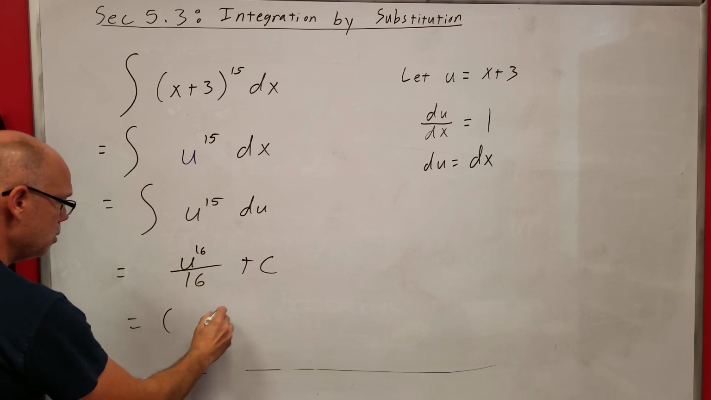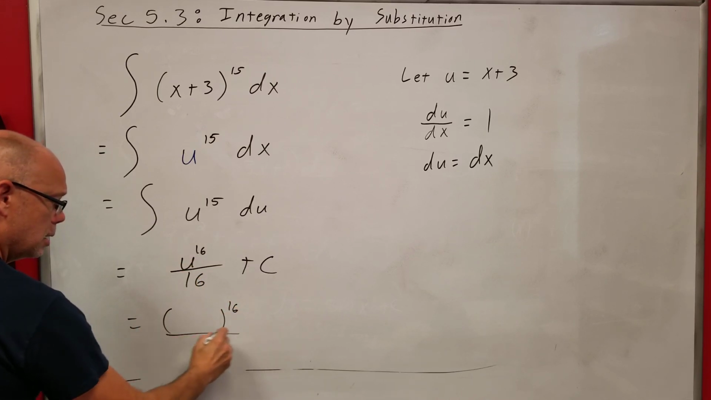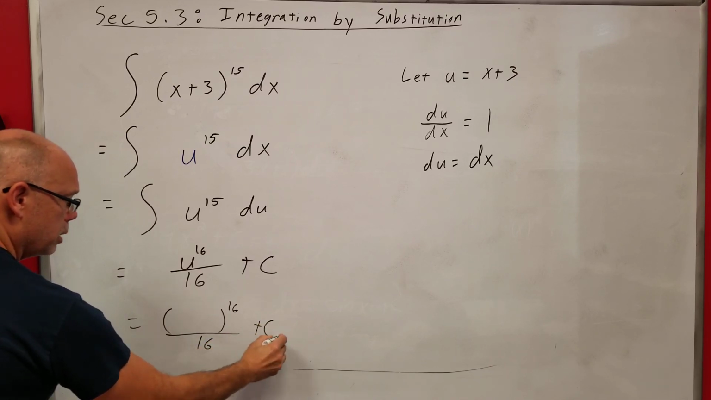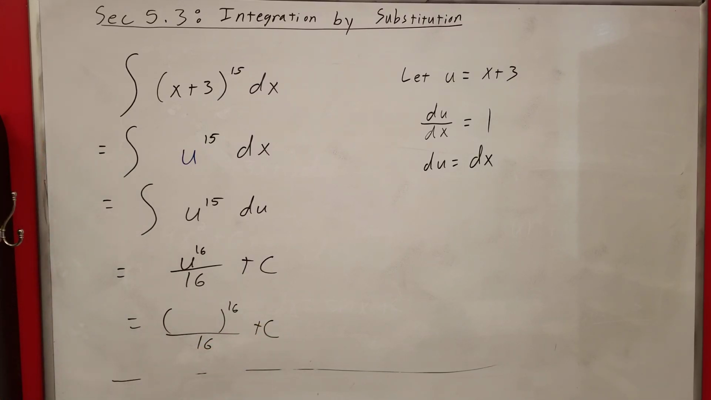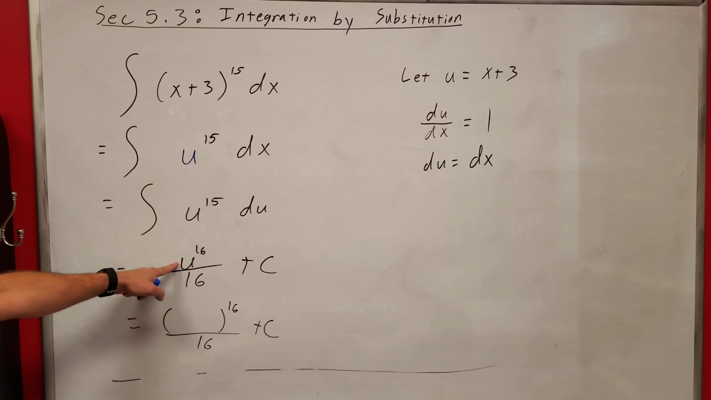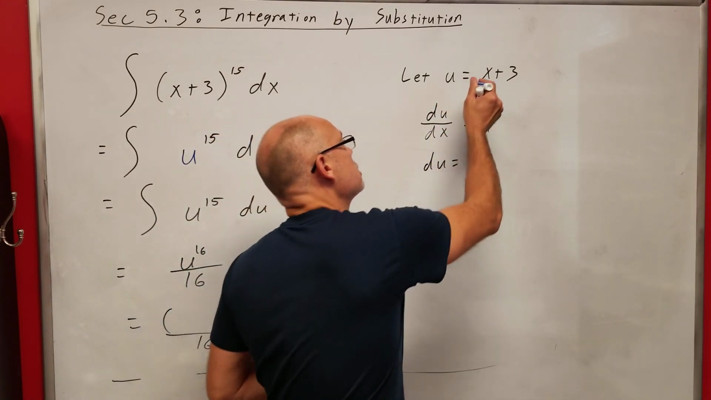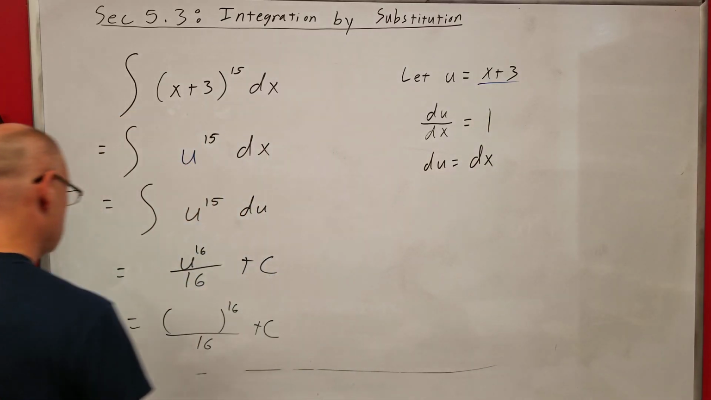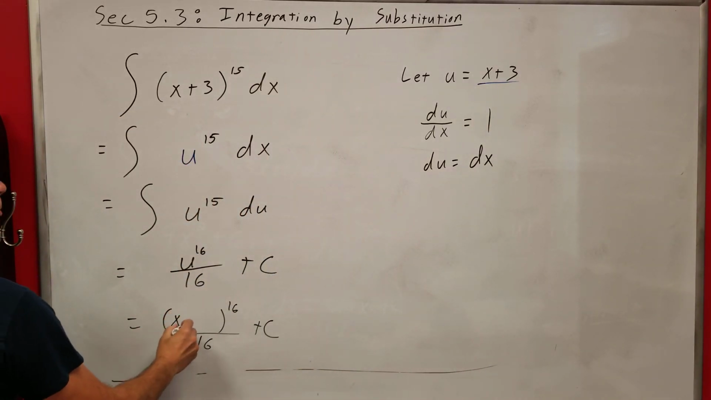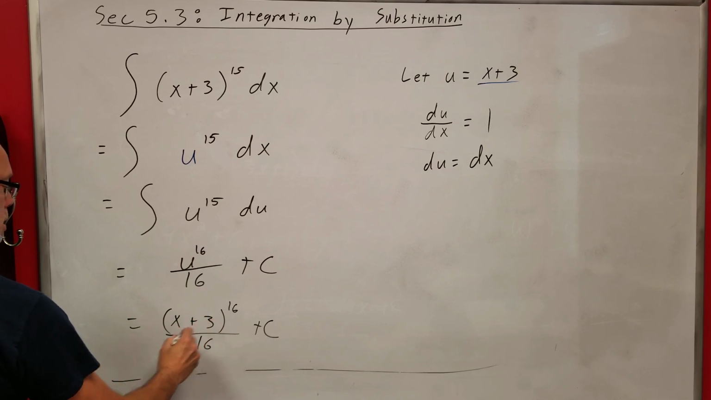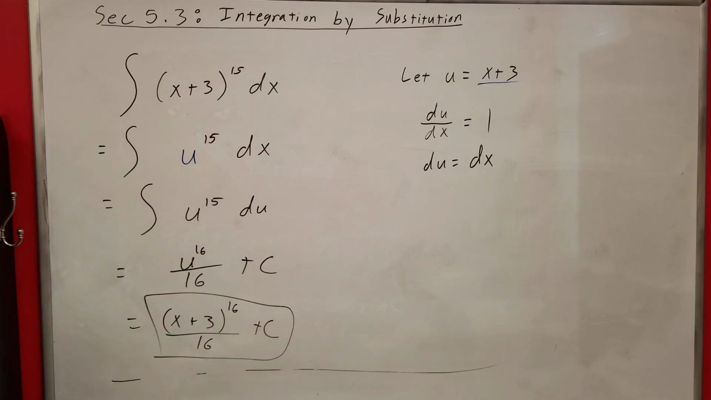So instead of u to the 16th over 16 plus c, what I'm going to do now is say, okay, we called u what? x + 3. So I'm going to take this x + 3 right here, and I'm going to sub it back in here. (x + 3) to the 16th over 16 plus c. There's my answer. U substitution.